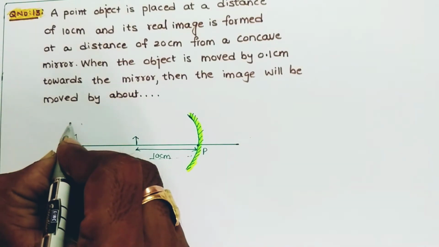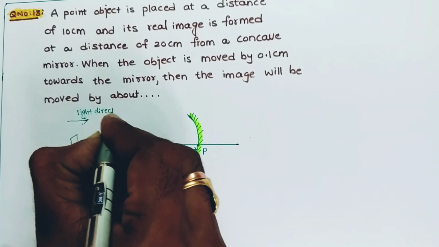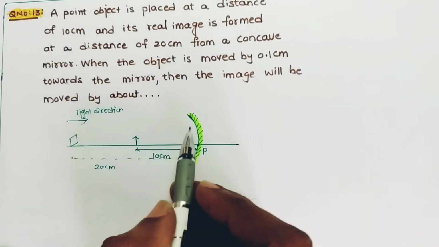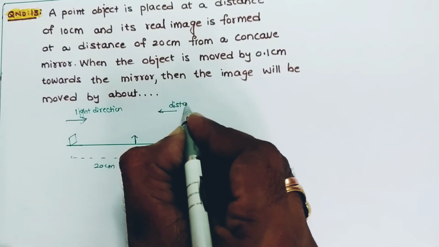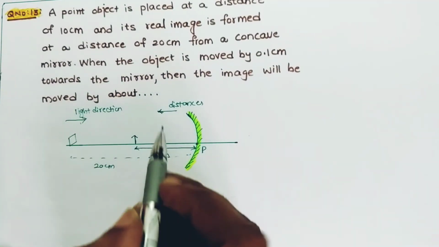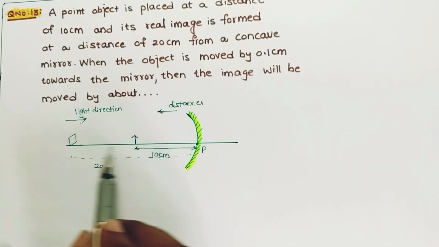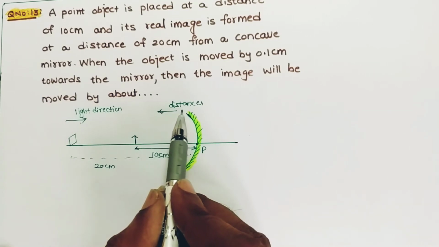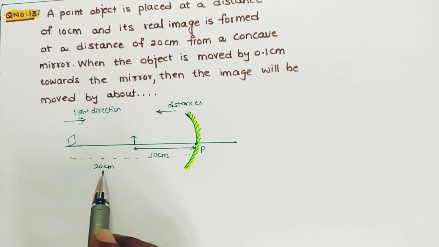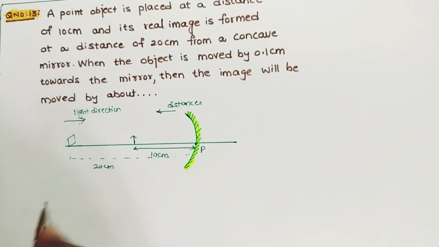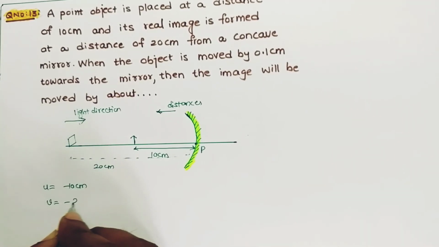The direction of light is in this direction, but all the distances should be measured from the pole. So distances should be measured in this direction, from this point. Both directions are opposite. So we have to take the initial object distance and image distance as negative. That means u is equal to minus 10 centimeters and v is equal to minus 20 centimeters.